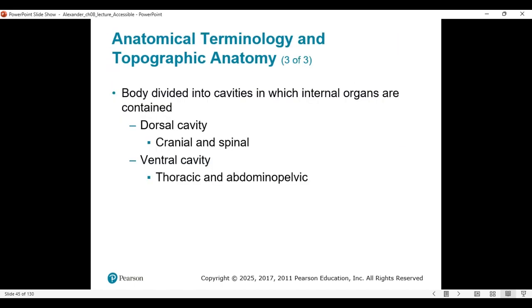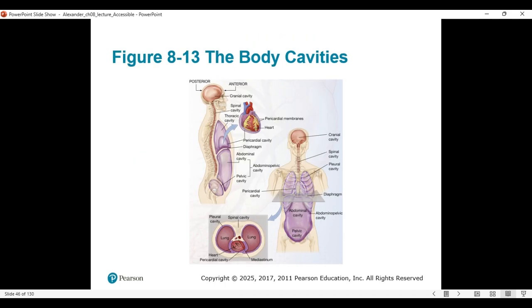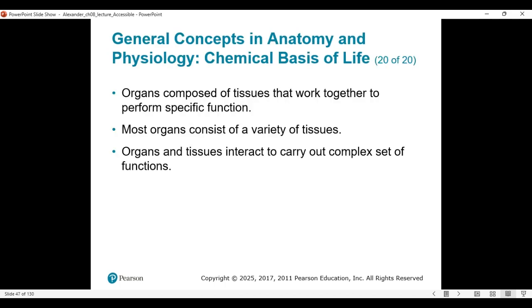The body has different cavities. The dorsal cavity is where your cranial and your spinal cavities are. Your ventral cavity consists of the thoracic and the abdominopelvic cavities. Here's a nice picture of that. An organ is composed of tissues that work together. Most organs consist of different varieties of tissues. Organs and tissues interact to carry out a complex set of functions. So an organ has a job or a function to do.